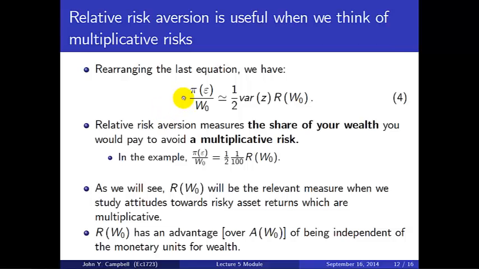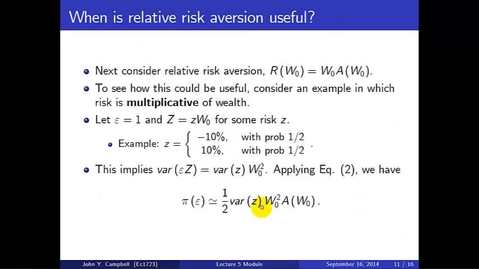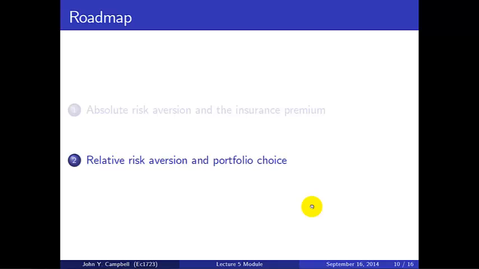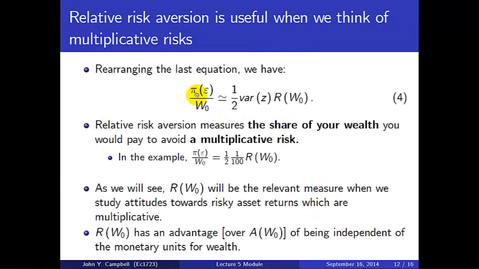Now, we can rearrange that by dividing through by wealth. Let's look back here. All right, we're going to divide through by wealth, so we'll get a pi over wealth. And then here we're going to have wealth times absolute risk aversion, which is relative risk aversion. So we have that the insurance premium divided by wealth is 1/2 the variance of this multiplicative risk times the coefficient of relative risk aversion. So what that says is that relative risk aversion measures the share of your wealth you would pay to avoid a multiplicative risk.